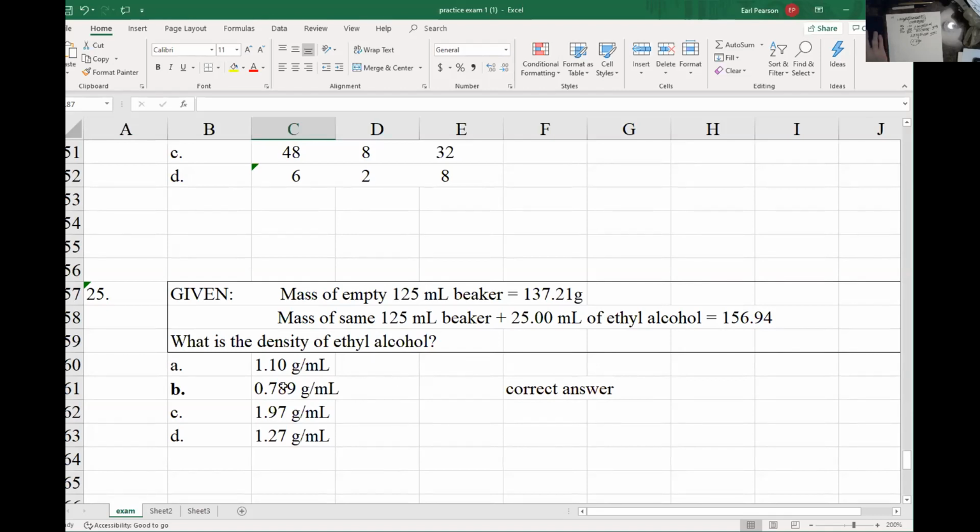Say practically, if I didn't even want to work this problem out, I would be pretty sure it was not either one of these two numbers because I'm comparing it with water. Water's density is 1 gram per milliliter. This is going to be less dense than water. Because if I added 25 grams of water to that number there, I'd get 157. I got less than that. So I know its density is less than water. If I know that, I know the only answer it could be is B.